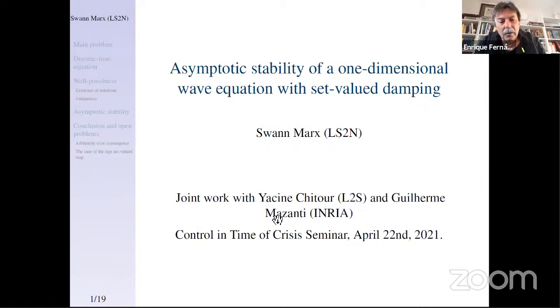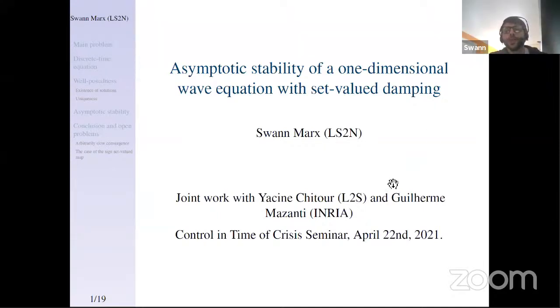Yes, Enrique. First question is, are you not able to extend some kind of related result to other dimensions, to higher dimensions? I don't think so, because the technique really relies on the D'Alembert decomposition, and the D'Alembert decomposition, as far as I know, doesn't work in higher dimension, right?